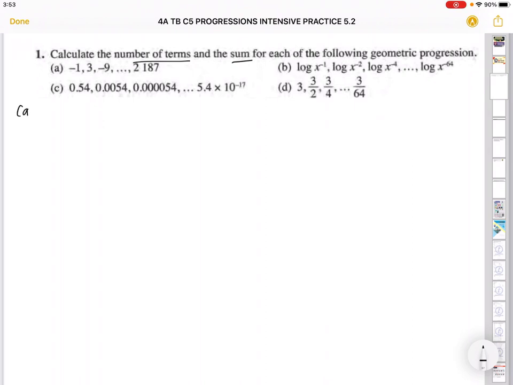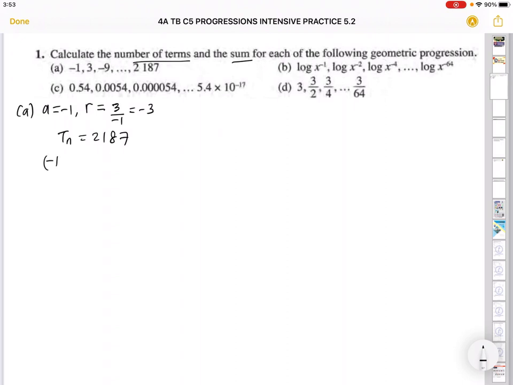So for part A, your first term we know is -1. Your common ratio R is the ratio of the second term T2 divided by T1. In this case, 3 divided by -1, which is -3. My last term Tn is 2187. So I need to find the number of terms n.